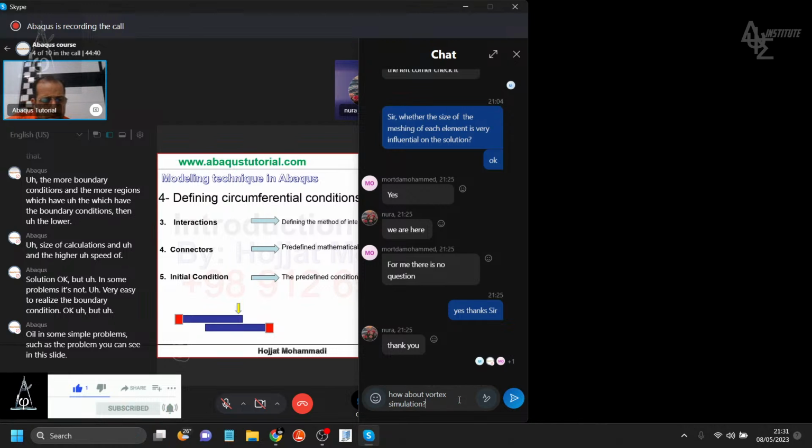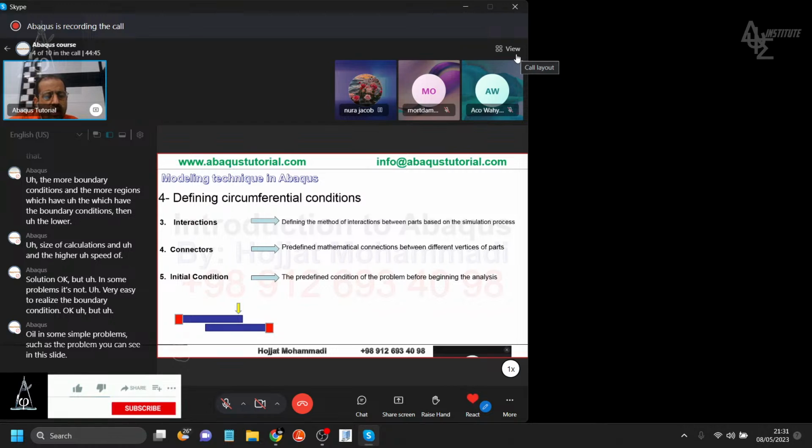So interactions depend on the problem situation, and it's not very easy for users to predict what will occur when some parts interact with each other. Friction is the general and the most famous definition of interaction in structural problems.